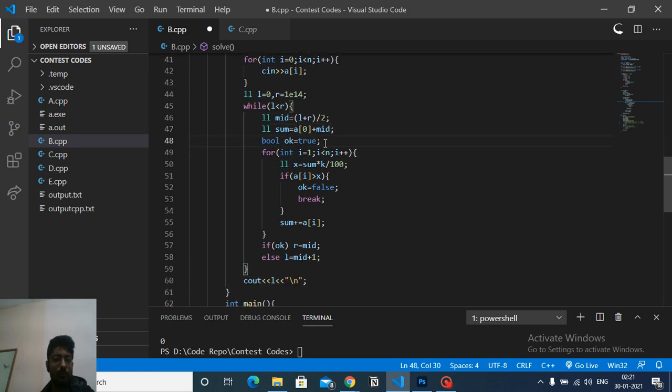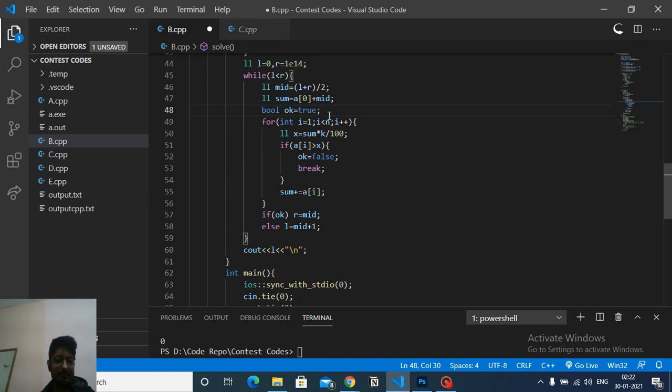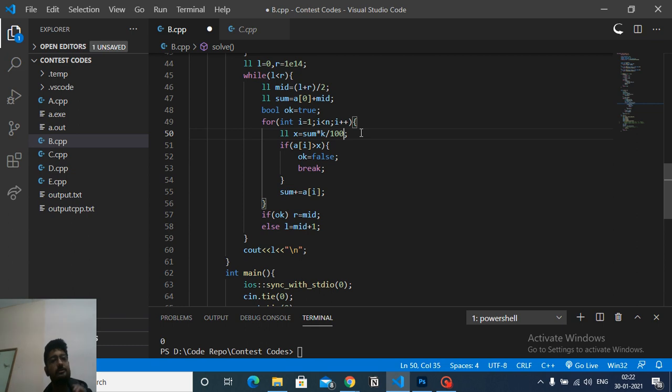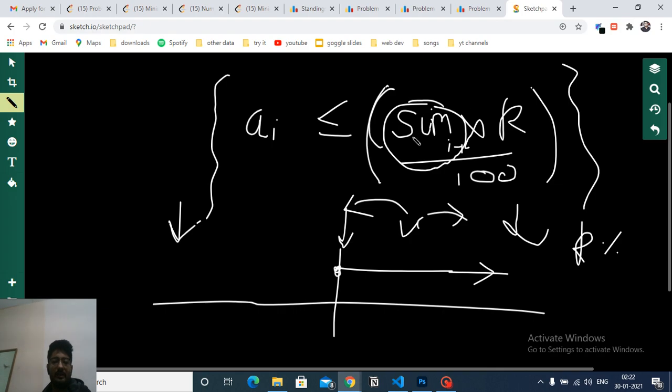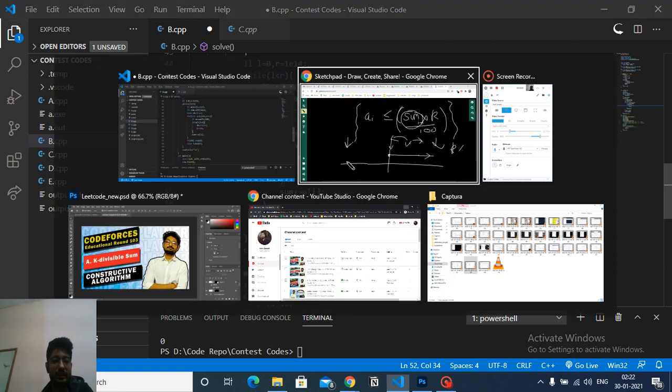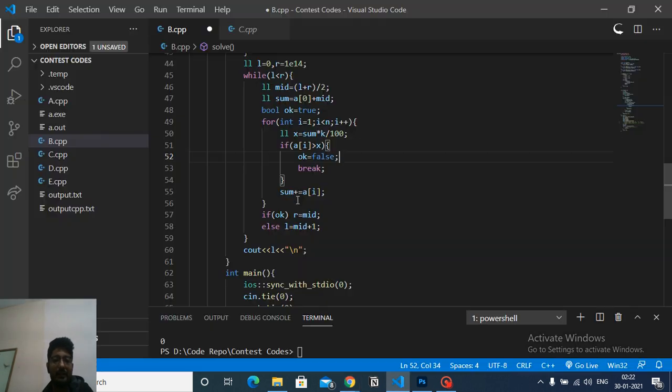Now this is the OK function. Iterate from the first to the last element, and find out that this is sum into k divided by 100. This value should always be greater than or equal to a of i. If it becomes less than a of i, then obviously my total is false. So I make this OK variable equal to false and break out. Else my new state will be the sum incremented by a of i to the next position. And if the whole array is satisfied, then OK turns out to be true.